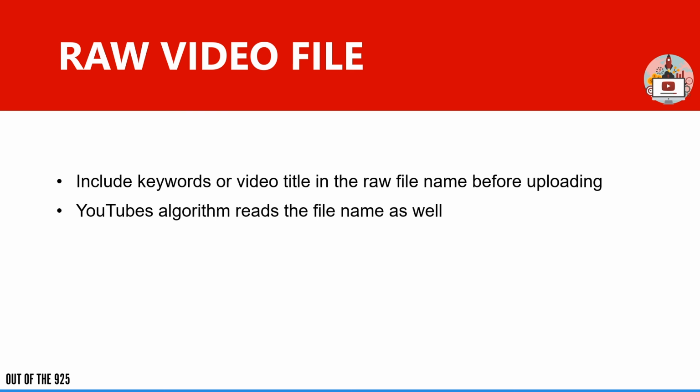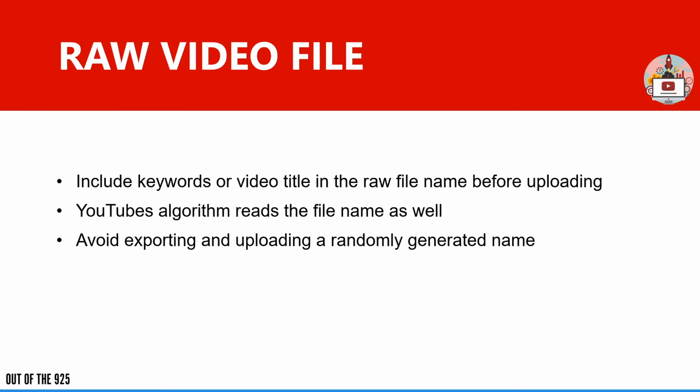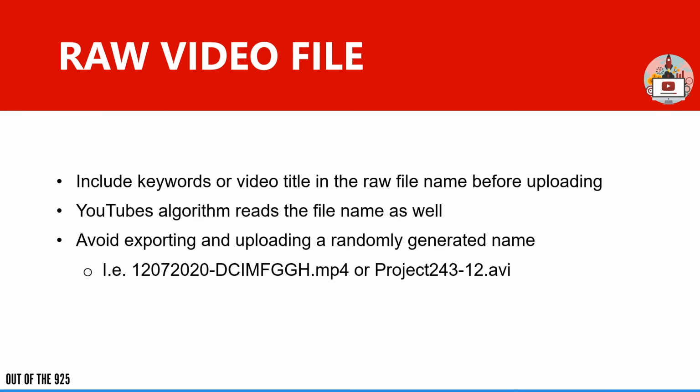So include that in the raw file name before uploading, and avoid exporting and uploading a randomly generated name, such as the date -dcim whatever .mp4 project 244-12.avi, etc. So use the keywords or the video title in the raw file name before uploading it, and don't keyword stuff. Use a proper sentence, proper main keyword, long tail keyword, or the exact video title.